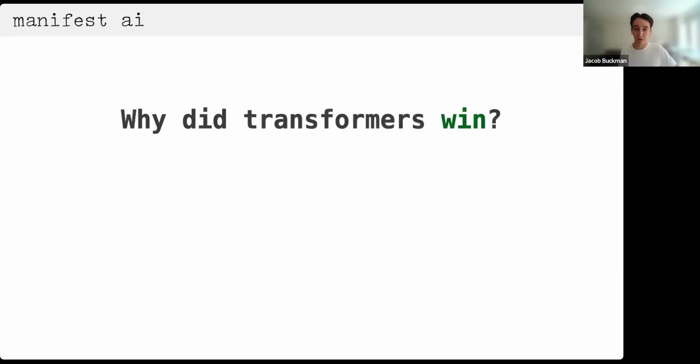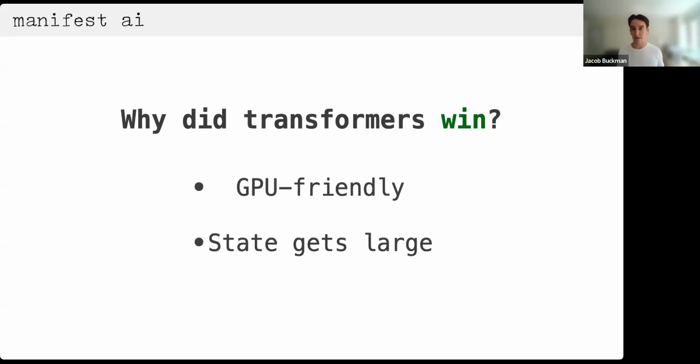So the question I want to start with is one that I know a lot of people in this community are often asking themselves, which is, why did transformers win? This is a question without one right answer. I think everyone comes to their own conclusions about this, but I'll give a little bit about what our perspective is. We view it as a combination of two factors. One, transformers are GPU friendly, or I should say more GPU friendly than the RNNs that they superseded. And two, the state of transformers gets large. I'll go into a bit about what I mean by each of these two things.